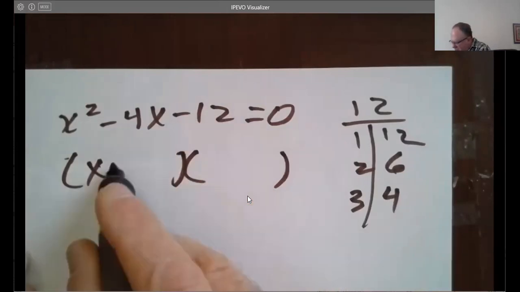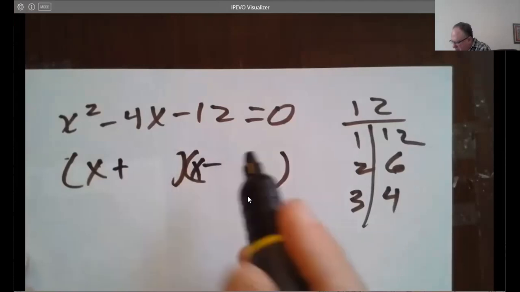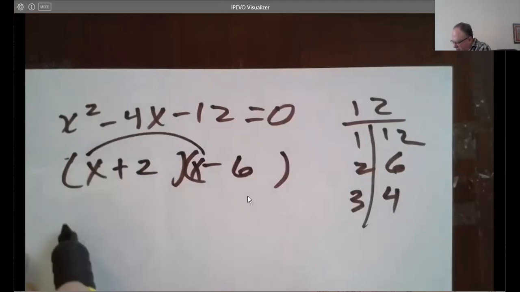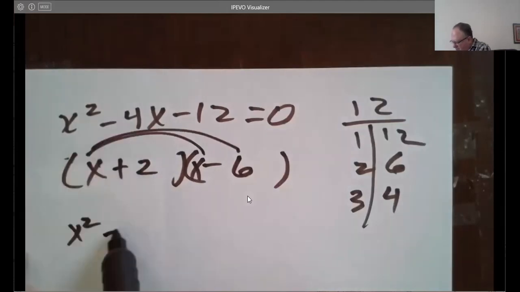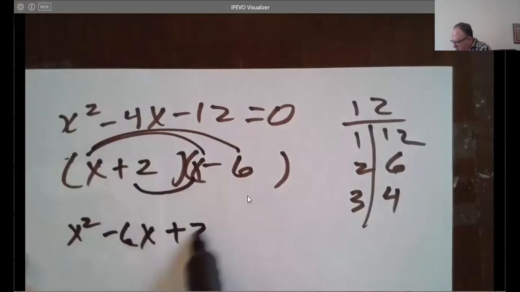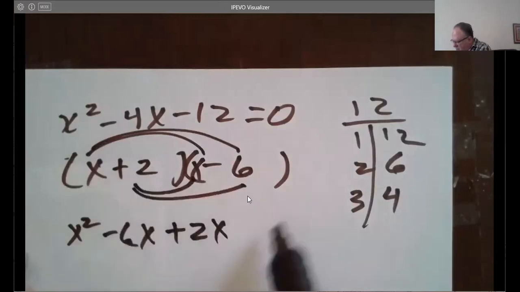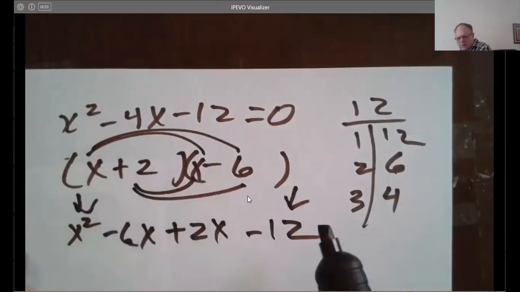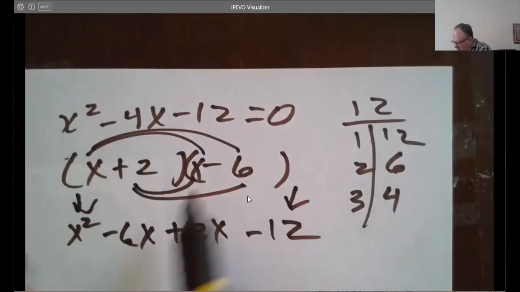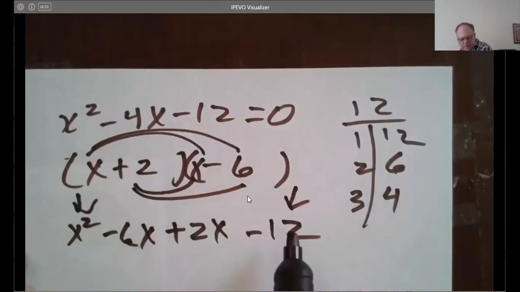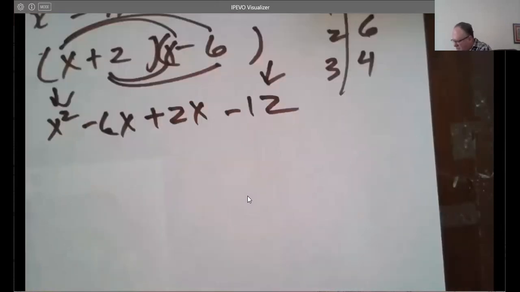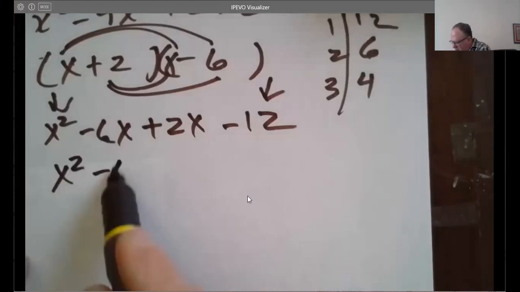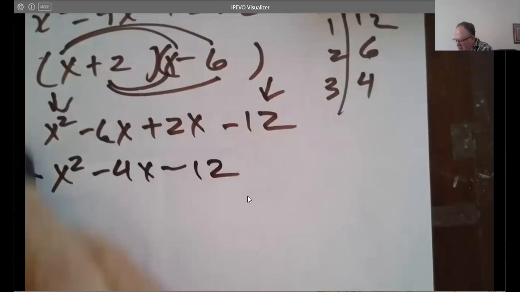So if we used, and this is a plus and a minus, right? If we use 2 and 6, you've got x times x, that's x squared. X times negative 6, that's a negative 6x. 2 times x, that's plus 2x. 2 times negative 6, that's negative 12. You get the end term, right? And you get the beginning term. But the middle, oh, we did use 2 and 6. You were asking why we didn't use 3 and 4. So we get x squared minus 4x minus 12, right? Which is what we wanted, right?